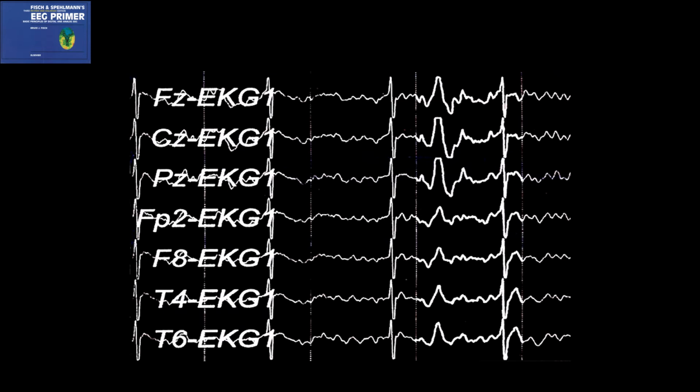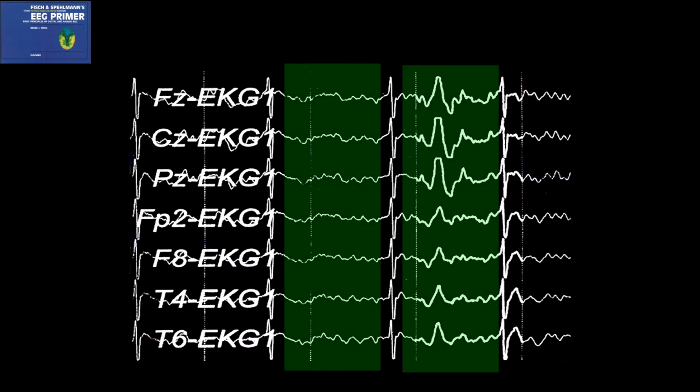In this frame, you can see the same scalp electrodes now referred to an EKG electrode. The brain EKG derivation shown in this frame demonstrates that the tracing is contaminated by EKG artifact, but in between the EKG complexes, the brain activity can be appreciated. I have highlighted that activity in green in this frame.